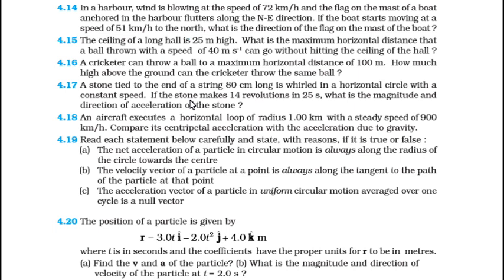Now 4.14. In a harbor, wind is blowing at a speed of 72 km per hour and the flag on the mast of the boat encroached in the harbor flutters along northeast direction. If the boat starts moving at a speed of 51 km per hour to the north, what is the direction of the flag on the mast of the boat? So let us mark the question first.